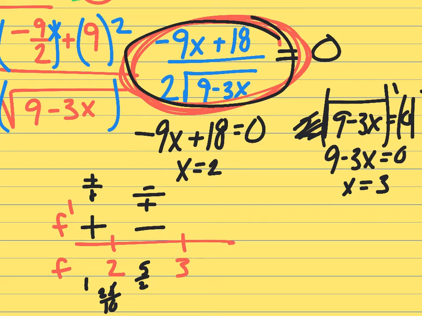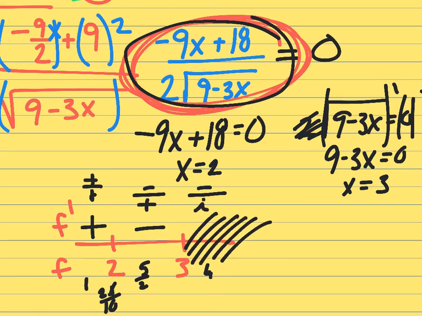Now watch what happens when I plug in a 4. On top, I definitely get a negative, but on the bottom, I get 9 minus 12, which is imaginary. So basically none of this exists anymore because we don't deal with imaginaries. We don't have to worry about that. So you can state your solution. We have a relative max at x equals 2. We have intervals of increasing and decreasing.